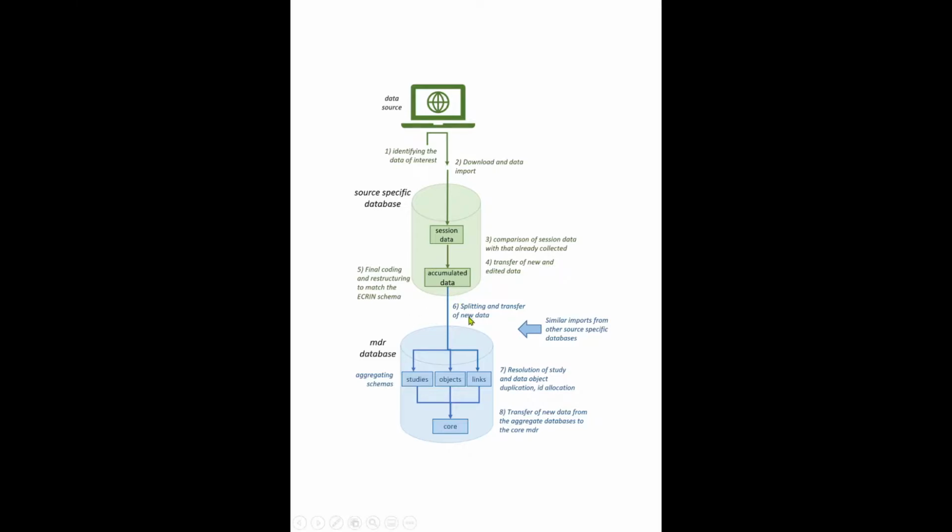Once that's done, the data can be aggregated together within the central MDR database. It's done initially by splitting it into the data that relates to studies, the data that relates to the data objects, and that relates to the links between them. That makes it easier to do the deduplication and aggregation processes. Once that's done, the data is re-aggregated back into a single core schema within the database, and then it's available for file generation.